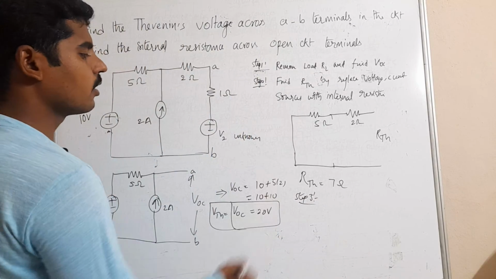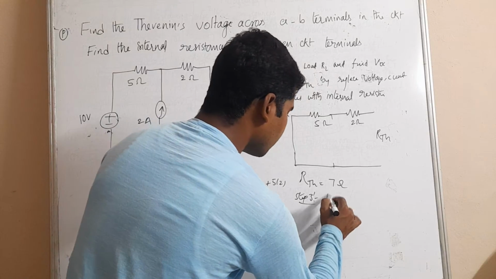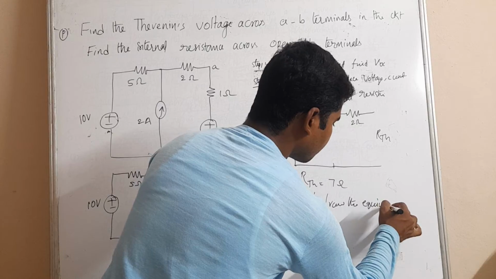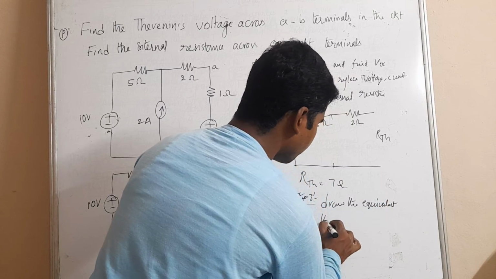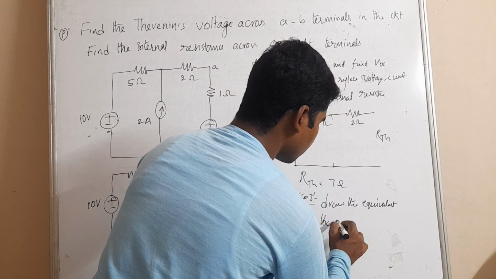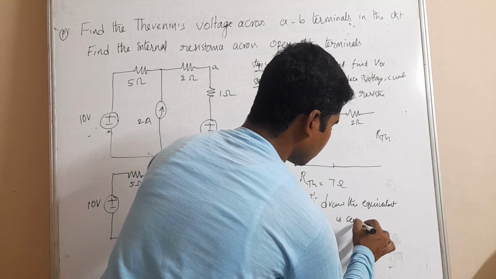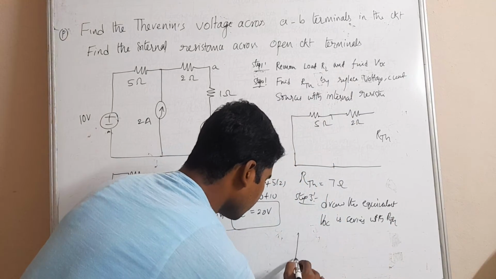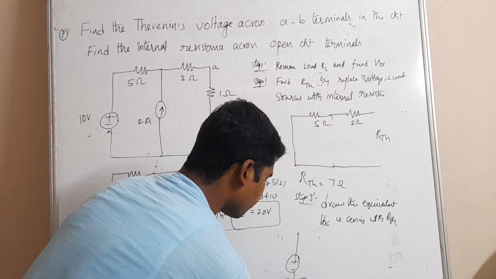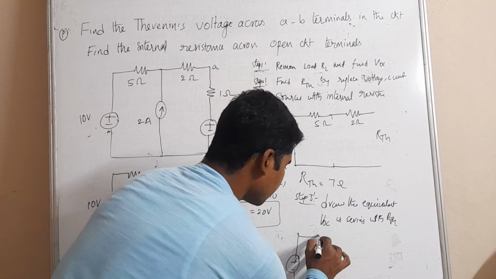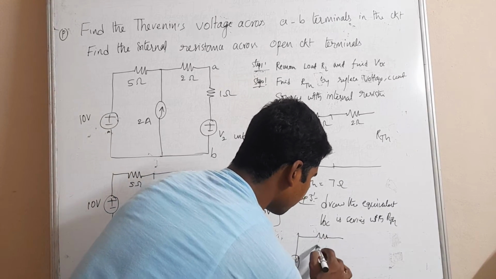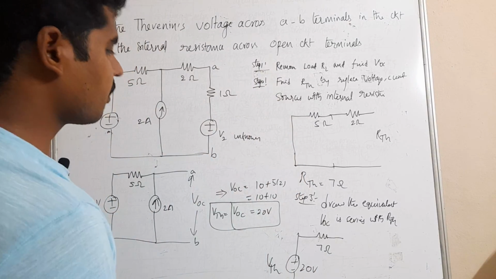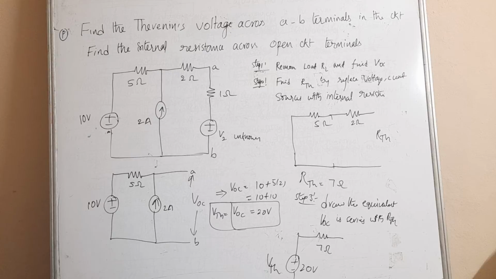draw the equivalent circuit. VOC is in series with RTH. Therefore the open circuit voltage, which is also equal to VTH, is in series with a resistance of 7 ohms. So this is the equivalent circuit diagram for the Thevenin circuit for the given problem.